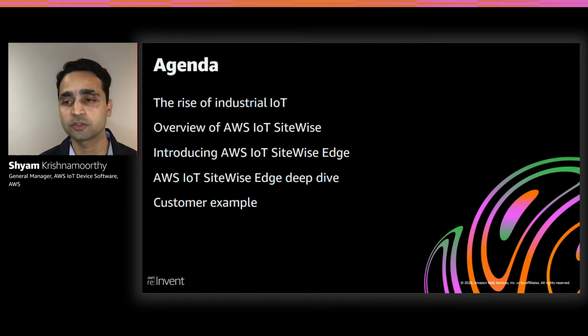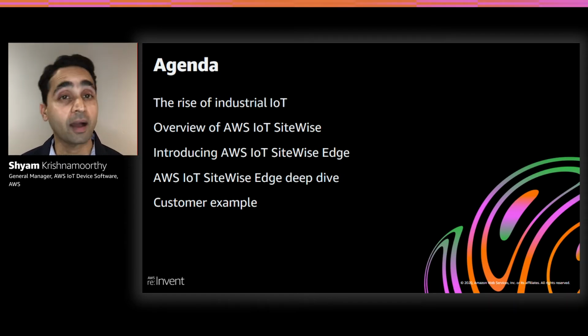And then I'll hand over to Usman, who'll help walk us through the what and the how. What does AWS IoT SiteWise Edge have? What are the features? How do you use it? How do you get started? And walk us through a customer example as well.